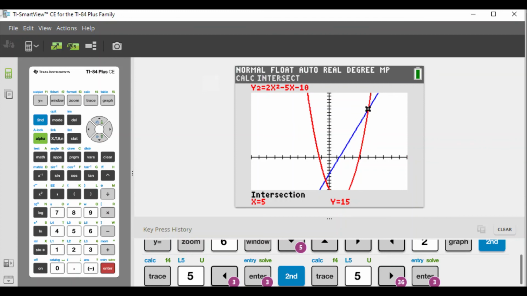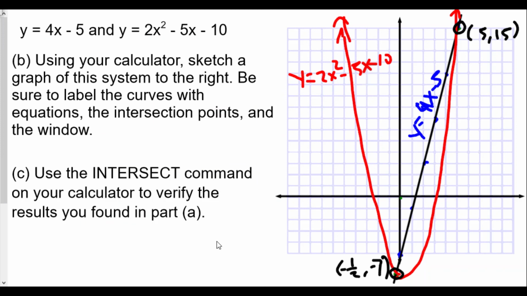Something about graphing, sometimes the sketches are not that great. The graphing calculator really does help though, ladies and gentlemen. So yes, verified, we definitely got negative 0.5, comma negative 7, and 5, comma 15. And that was a check on the calculator. This will be the end of our Algebra 2 quadratic functions, lesson number 5, zero product law home review part 3. I hope it's helpful.